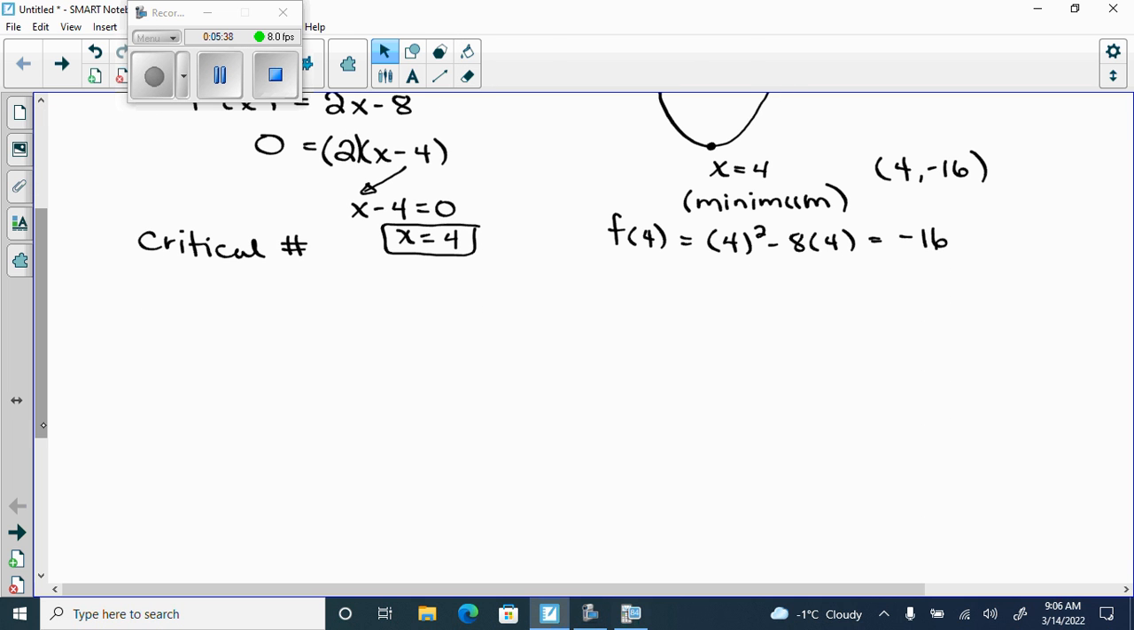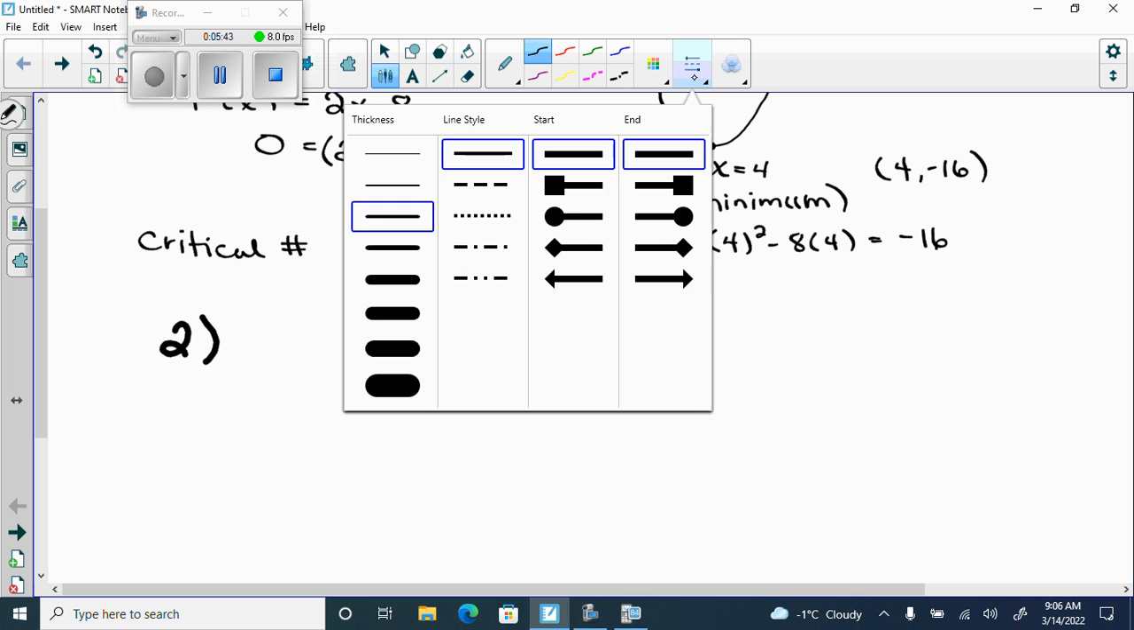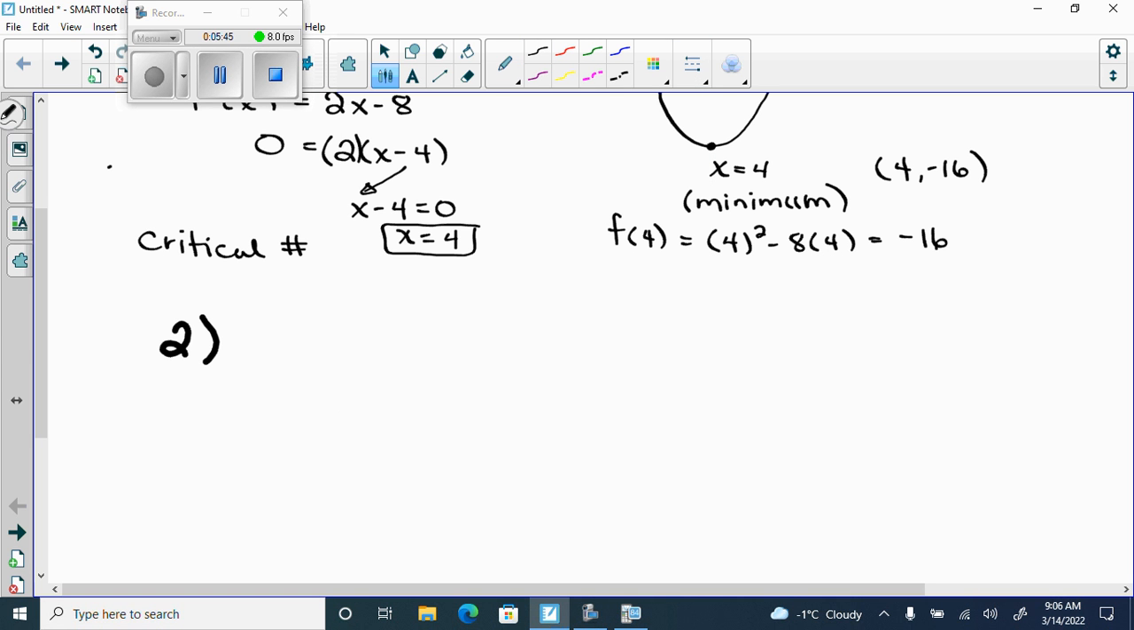Number 2. You're going to try this one on your own. We're going to still stick with polynomials. So say I give you x to the 4 minus 2x squared plus 1.